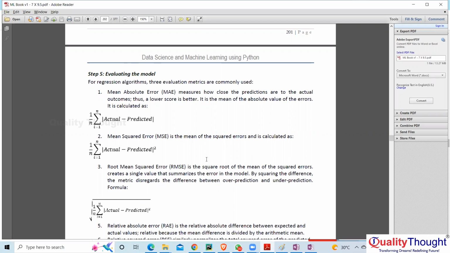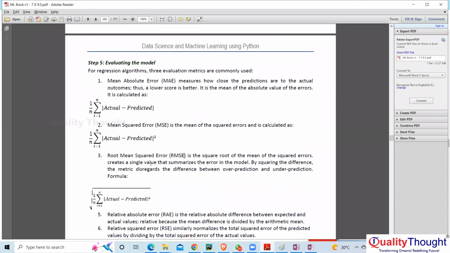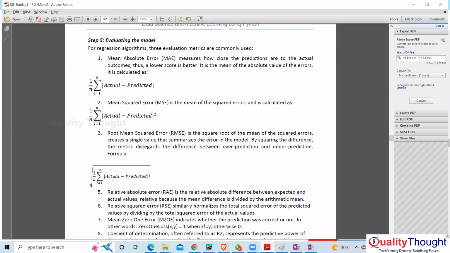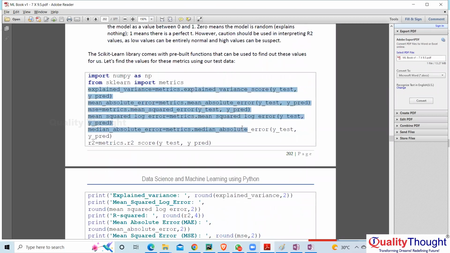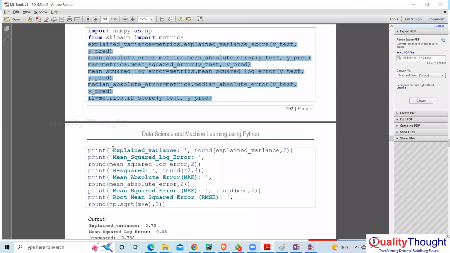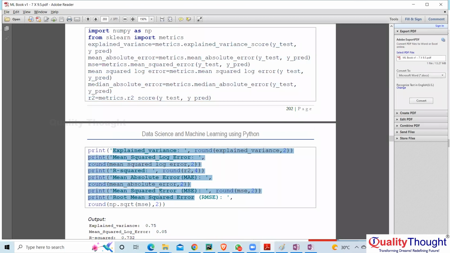Mean squared error is the mean of squared values. You're not doing absolute, but you're doing the square. Then you get into root mean square error. RMSE is one important metric. We have all done these things, right? We do not have any direct formula for RMSE, so you have to manually take the MSE and find the square root of it.